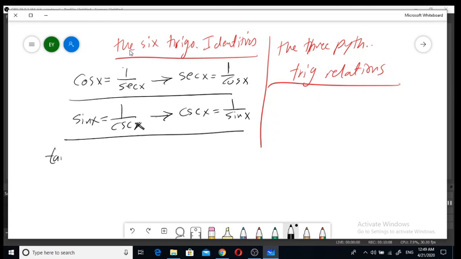And also we have studied before that tan x is equal to 1 over cotan x, and also is equivalent to sine x over cosine x. So cotan x, which is the reciprocal of tan x, is equal to 1 over tan x, and also is equivalent to cosine x over sine x.